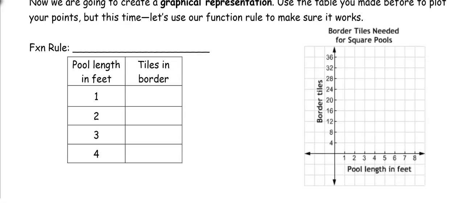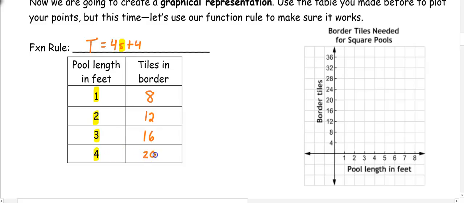Now we're going to create a graphical representation, and we're going to use our function rule to help us fill in the table again. So our function rule is t equals 4s plus 4, and we're going to substitute all of our side lengths in for s. So 4 times 1 plus 4 gets us 8 tiles. 4 times 2 plus 4 gets us 12. 4 times 3 plus 4 gets us 16. 4 times 4 plus 4 gets us 20. So when I plot my points, I have (1, 8), (2, 12), (3, 16), and (4, 20).